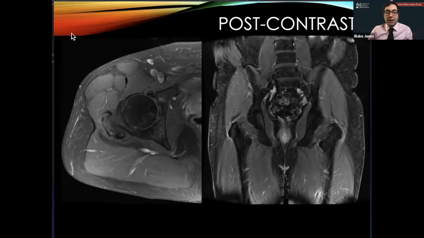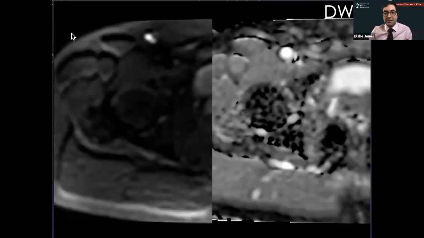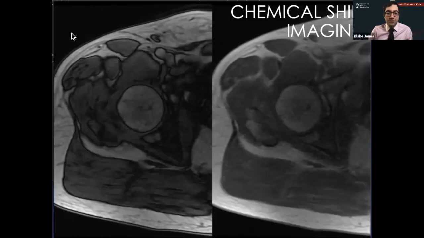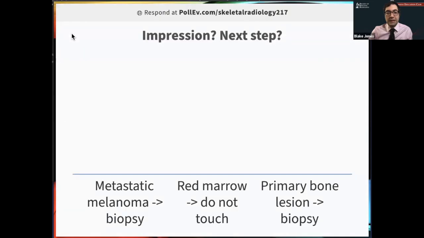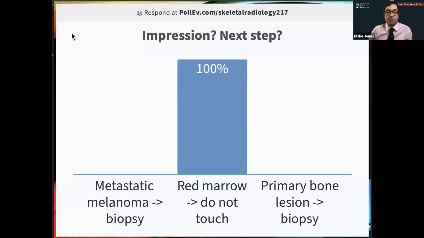So here's the post-contrast. These are the features of the lesion on the contrast imaging. So digest that. Here are the features on DWI. Okay. Here are the features on chemical shift imaging. All right, so what do you guys think? What should we do now?